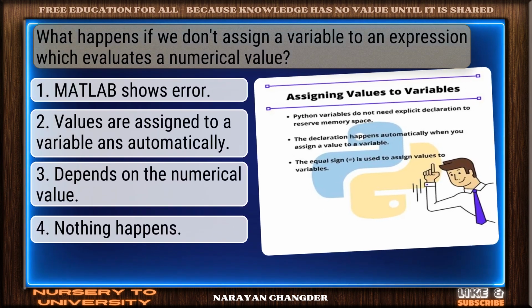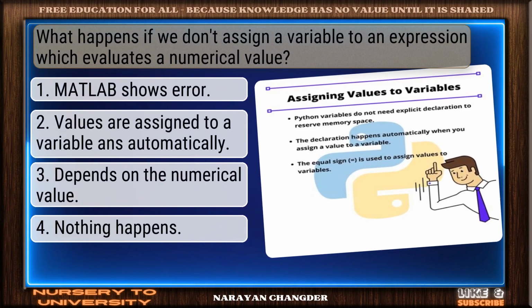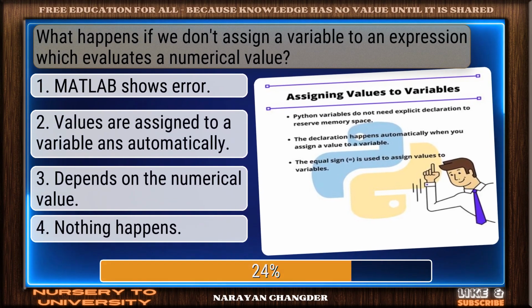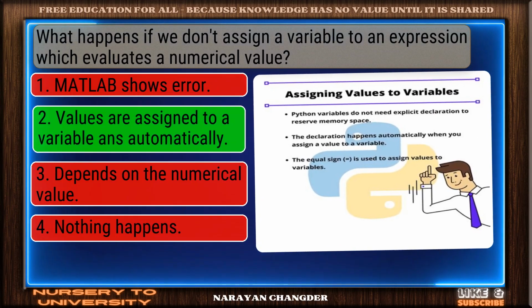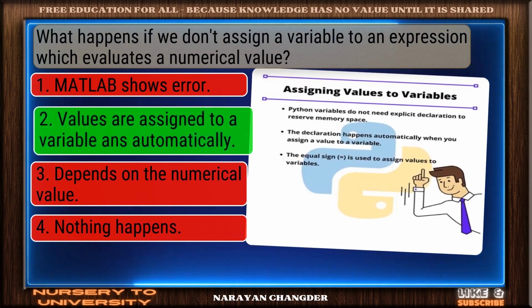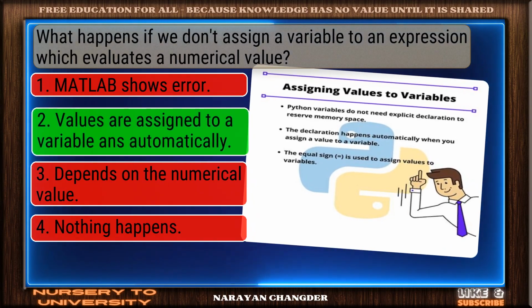Question number 14. What happens if we don't assign a variable to an expression, which evaluates a numerical value? Well picked. Values are assigned to a variable automatically is the correct answer.